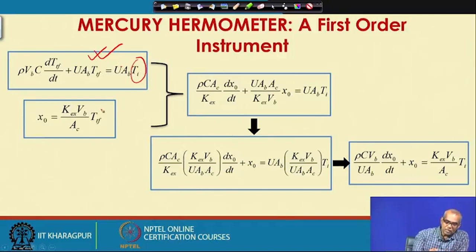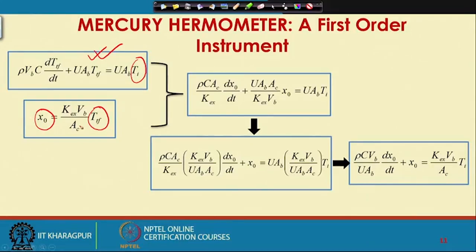Now, since this temperature of the bulb or the temperature indicated by the thermometer is also related to the x0, which is the mercury level in the capillary, and they are related by this equation, I can also replace T f making use of this equation and can write this equation. So, again this is also a first order ordinary differential equation which can be rearranged as this and finally as this.